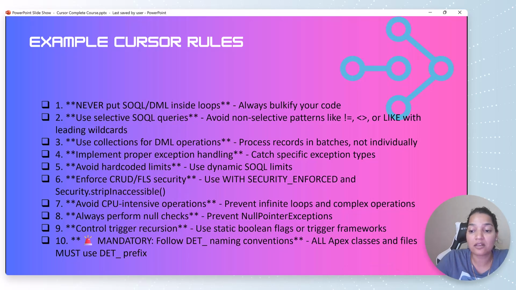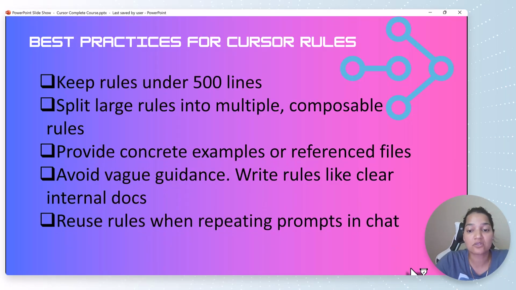Now coming back, there are certain best practices for Cursor rules. Keep your rules under 500 lines. Don't make your rule file too big, because every time you write a prompt, those rules get activated behind the scenes and will be implemented. So keep your rules under 500 lines. Split large rules into multiple composable rules. If you have a large number of rules, split them into multiple files.